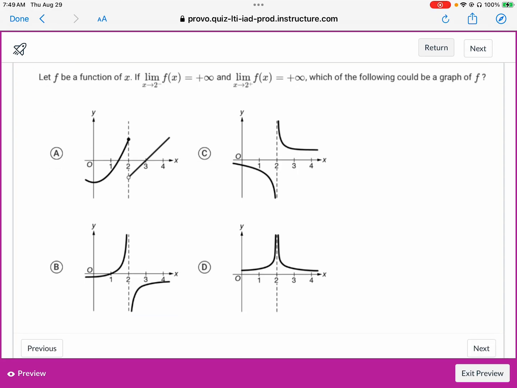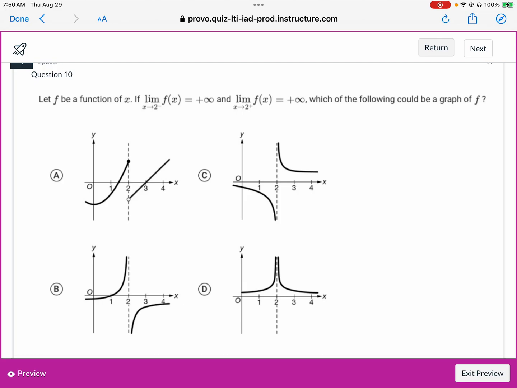Let f be a function of x. If the limit as x approaches 2 from the left is equal to positive infinity, and the limit as x approaches 2 from the right is positive infinity, which of the following could be the graph? Yeah, I think this one should be pretty straightforward for you guys. Just trying to see from the left and from the right of 2, they're approaching infinity.